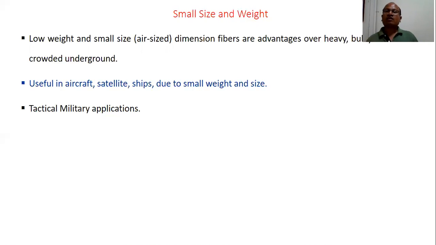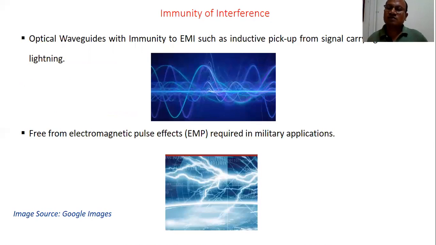Implementing wirelessly, you can implement a fiber optic cable and connect it with a wireless system, and then you can communicate. So enhanced security is there. Therefore it is also used, because of the small size and weight of course, but enhanced security is also there, which makes it more useful in applications like aircraft, satellite, tactical military applications, and other similar applications. The next point is immunity to interference.